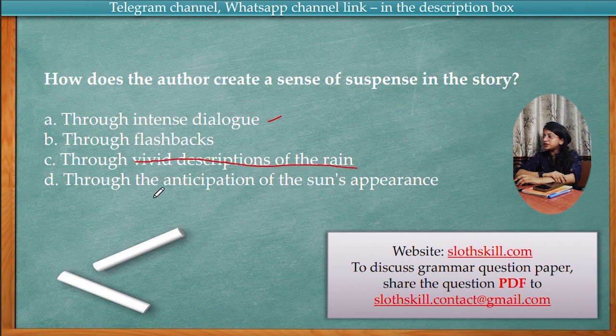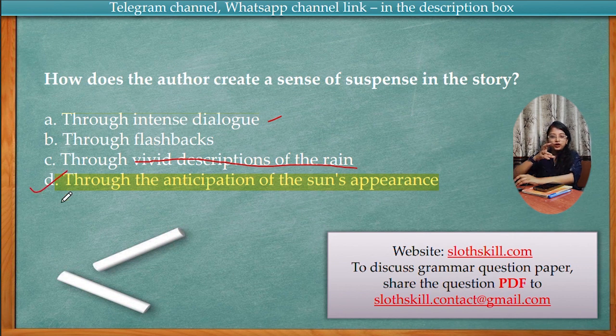Through the anticipation of the sun's appearance. When will it come? When will it come? So, the best option over here is the last one. Through the anticipation of sun's appearance. See, this one also could have been correct, through intense dialogue. But it is not mentioned about what? About the sun. This is incomplete. So, best option is option number D.